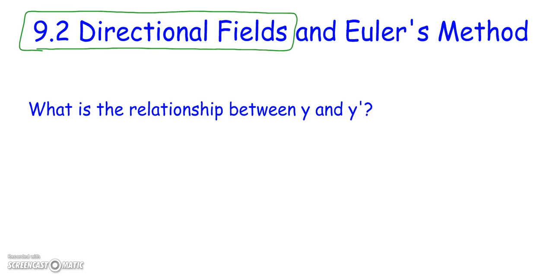So the idea of a slope field or a directional field, slope field or direction field, is that you want to be able to understand the relationship between y and y prime. That was discussed briefly in the homework. What's the relationship between y and y prime? Y prime is the derivative of y. But what does that mean in terms of the graph? Y prime shows the slope of y, correct?